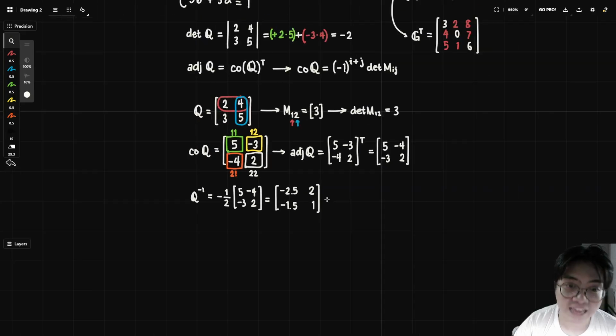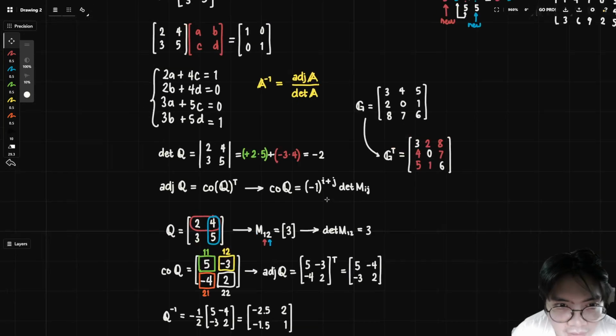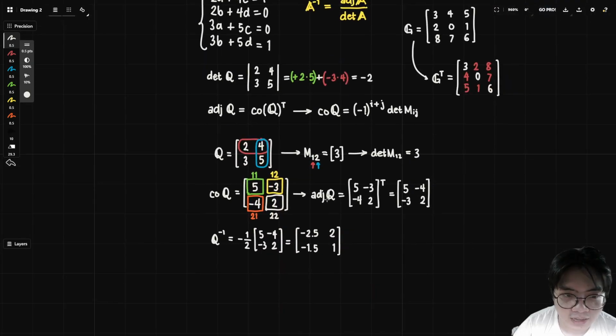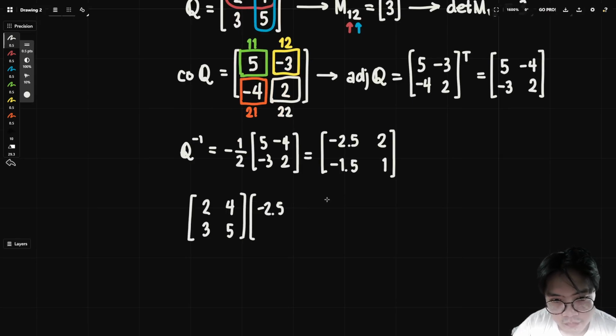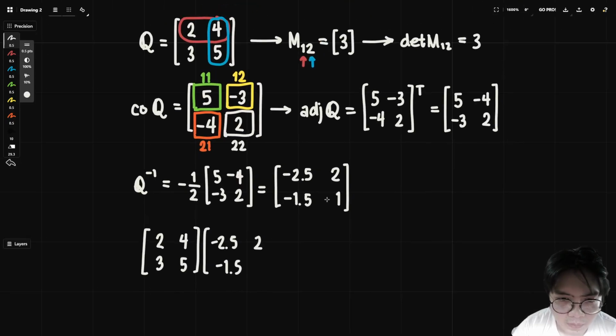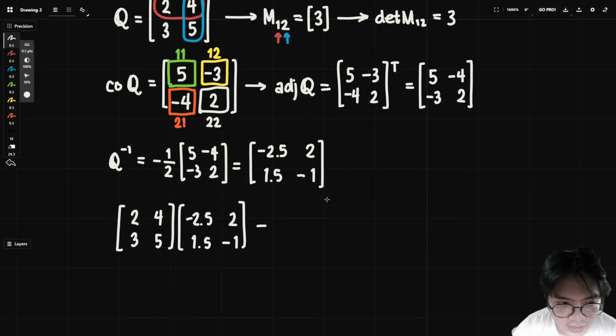Now, to test if this really is correct, dapat kapag minultiply natin ang ating Q at ang ating Q inverse, they should result in the identity matrix. Let's try this out. 2, 3, 4, 5 times negative 2.5, 2, negative 1.5. Sorry, but ganun? Dapat ito ay positive, no? Yeah, dapat ito ay positive, and then this should be negative. 1.5 and then negative 1. Now, let's try this out.